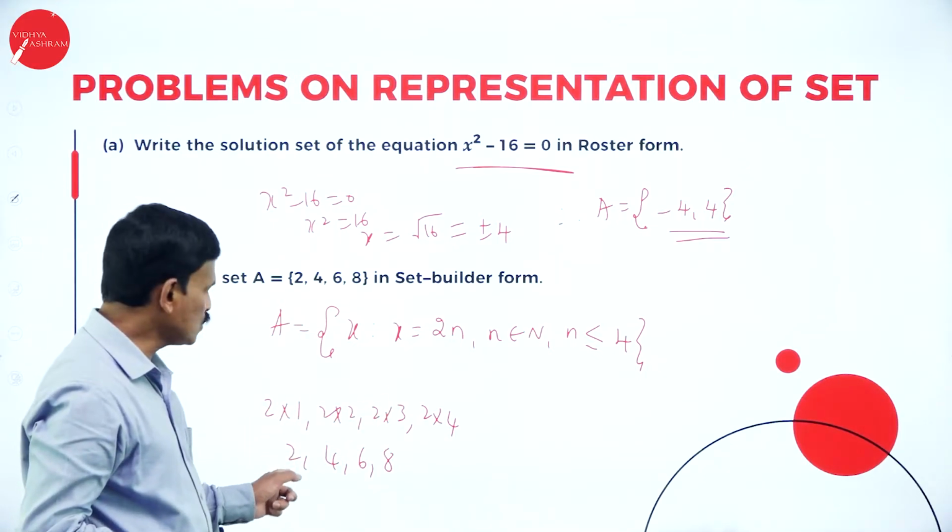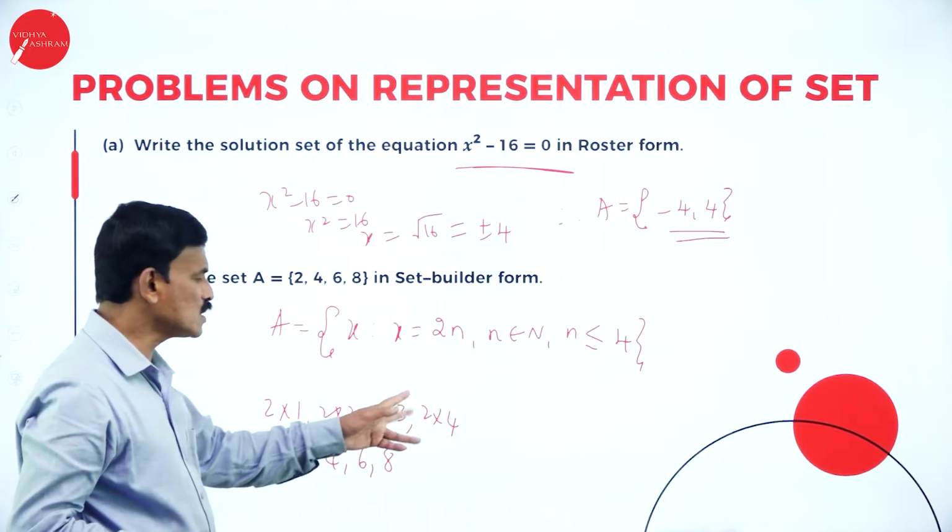If you put n is equal to 1, you get 2, n is equal to 2, you will get 4, n is equal to 3, 6, n is equal to 4, 8.